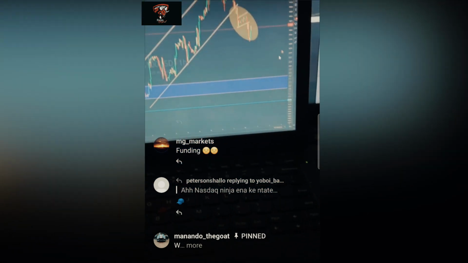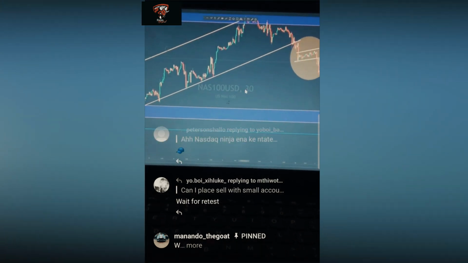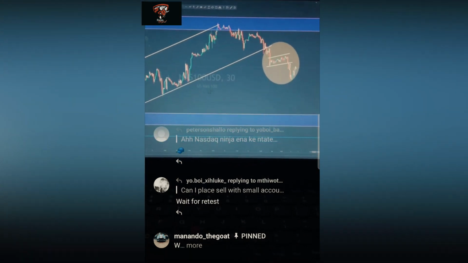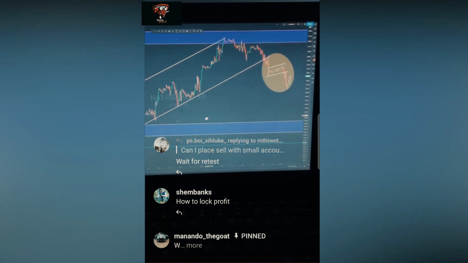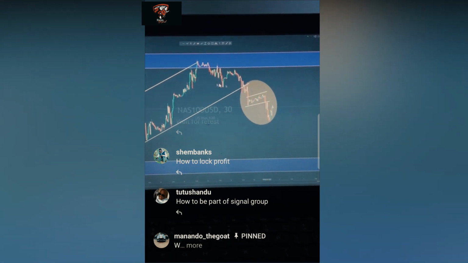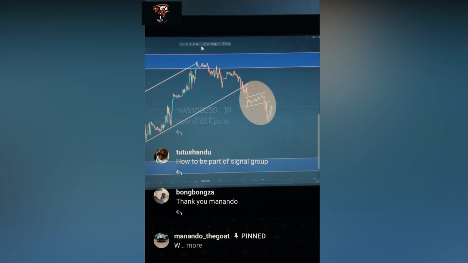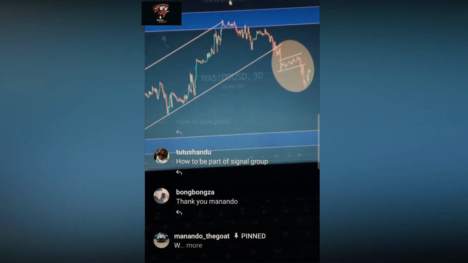So okay, we can now go to what? We can now go to the 30 minutes. When you get to the 30 minutes, you can still see that your setup is still valid. Now, what am I waiting for? I'm waiting for price to do what? To reject a certain level, which is the level that I'm at right now.